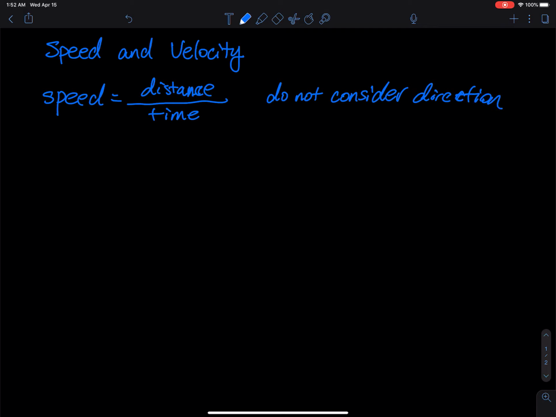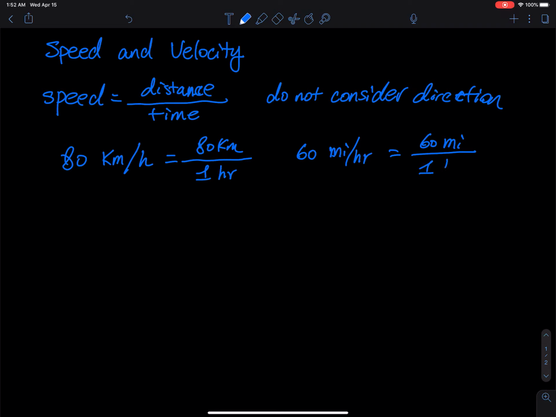So let's say a car travels 80 kilometers per hour. So a car travels 80 kilometers, which is km per hour. That is the speed. That is equal to distance divided by time. That is equal to 80 kilometers divided by 1 hour. So let's say you drive on a highway, you drive 60 miles per hour. So that is equal to 60 miles divided by 1 hour. Okay, so that is a speed.